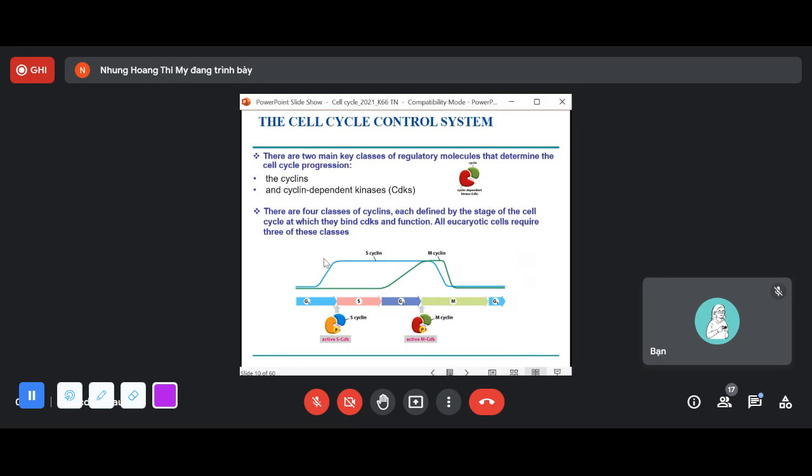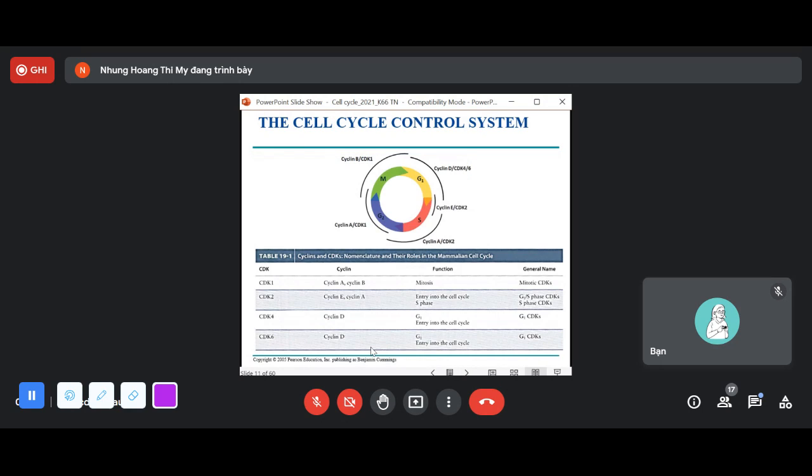Here is a list of the classes of cyclin and CDK complexes and the corresponding phases that they control. CDK1 is associated with cyclin A or cyclin B, and together they control the cell during mitosis, so they are called mitotic CDKs. CDK1 is in fact MPF, and its other name is CDC2.